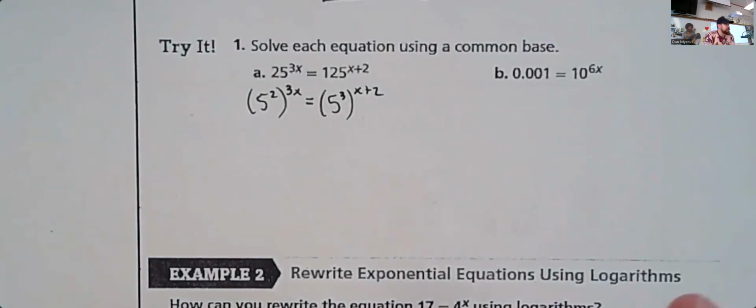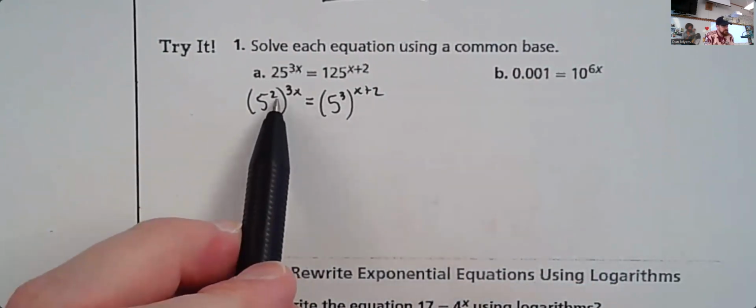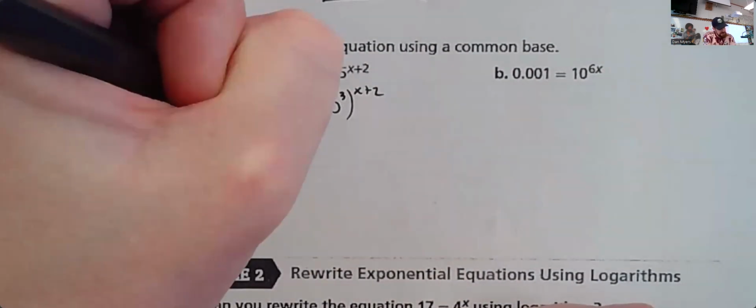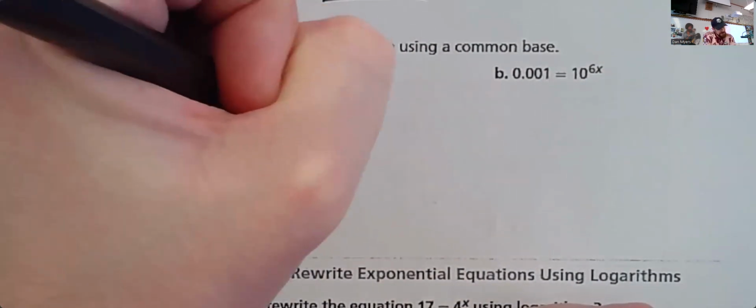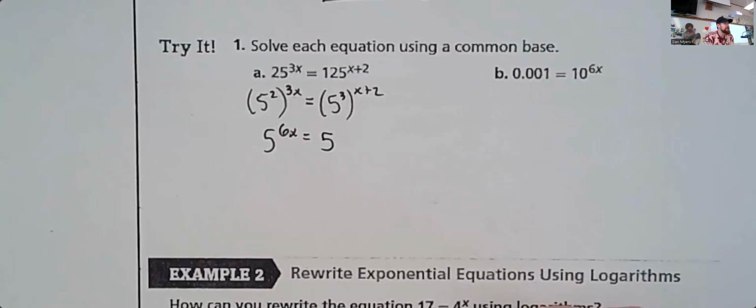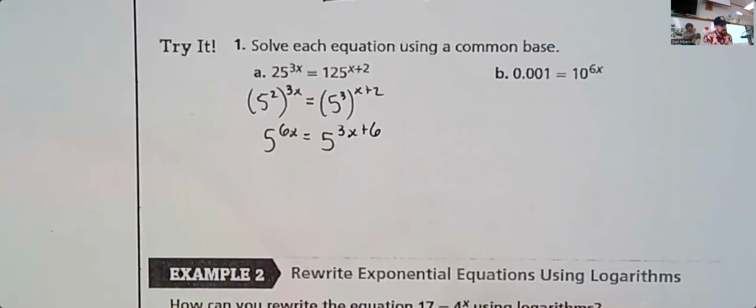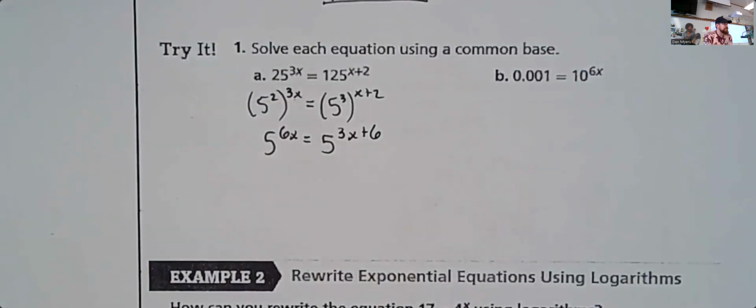Now we have to use the power rule. So we have to multiply our 2 times 3x, which we did in the last problem. That was 6x. So this is 5 to the 6x power equals 5 to the what power? Yeah, 3x plus 6. Good. Basically, kind of like using the distributive property, but with the exponents.